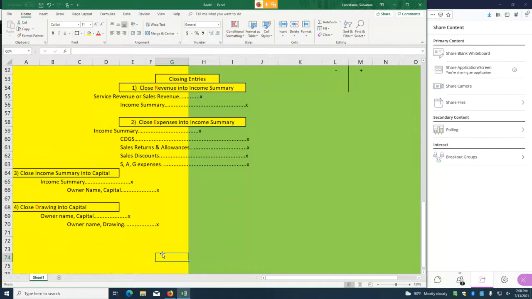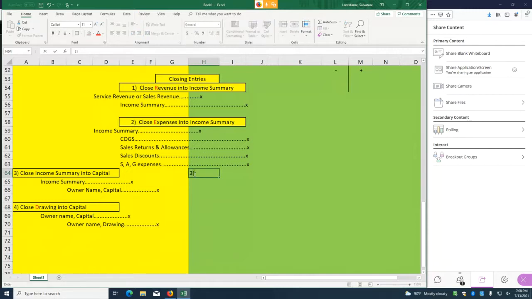So those are the four closing entries if you're in a non-corporation. Even last week when we were doing partnerships, they still look like this, except instead of having one capital account, you have partnership capital accounts. Two partners, two capitals. Two partners, two drawings. So the basis of closing entries is the same for partnership as it was for sole proprietorships.